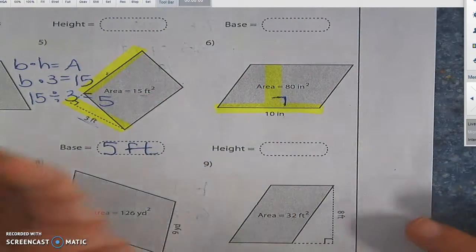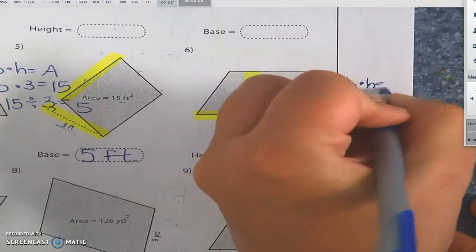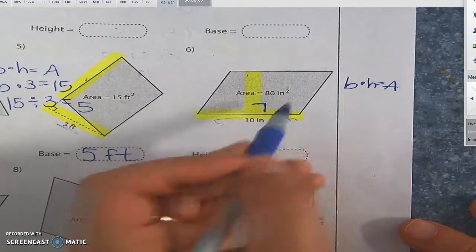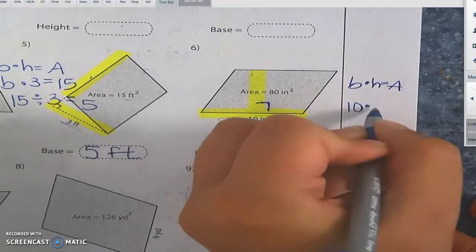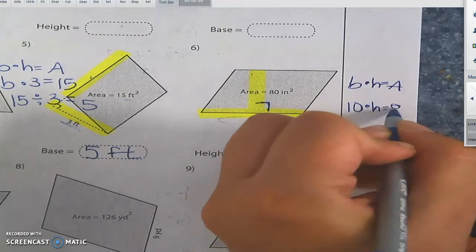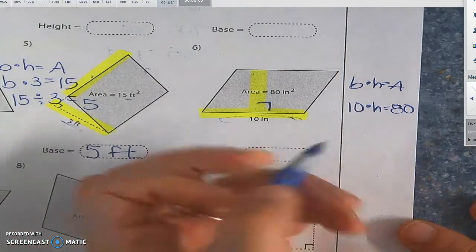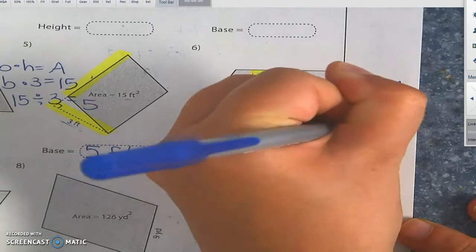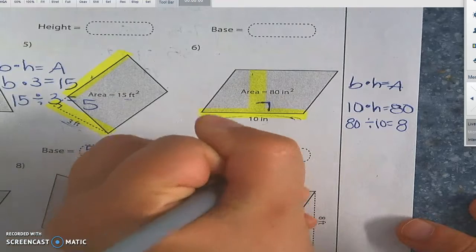And this time, well, I still know that base times height equals area. But this time I know my base. I'm trying to find the height, and I know my area. So I know that 10 times whatever the height is going to give me 80. So I can either think 10 times what is going to give me 80, or I can do 80 divided by 10, which is 8. So my height is going to be 8 inches.